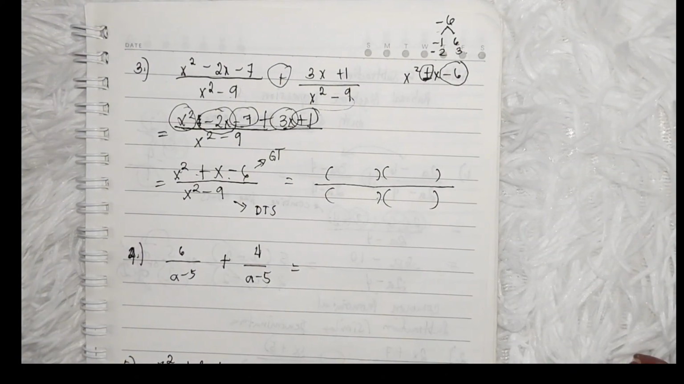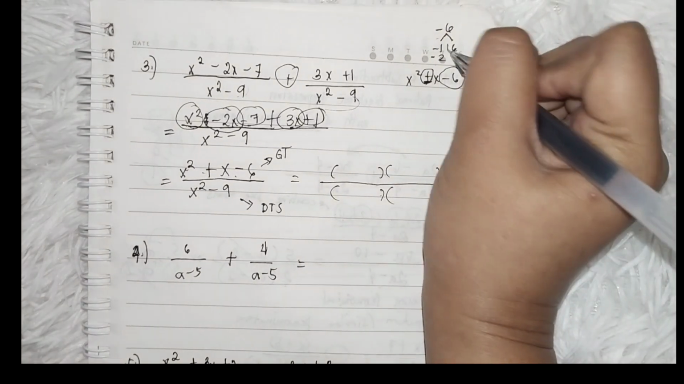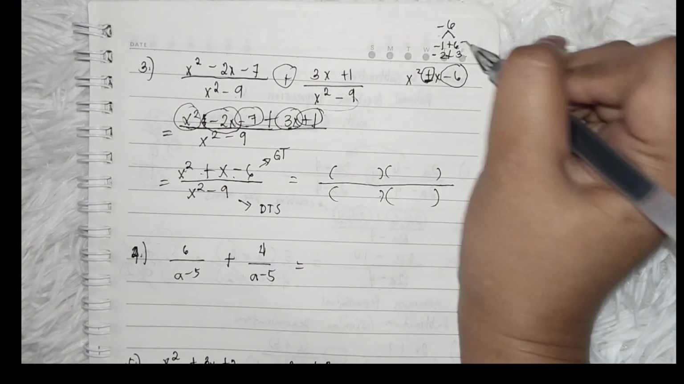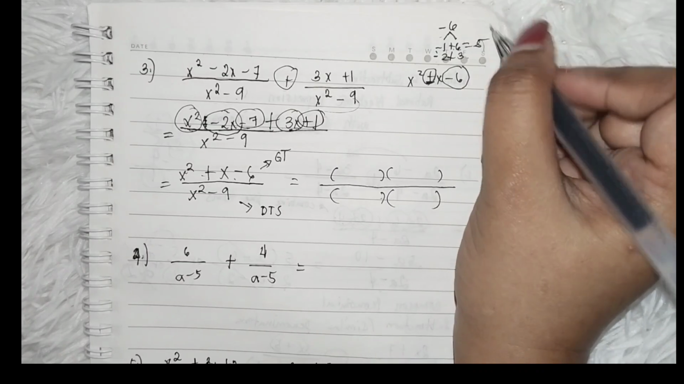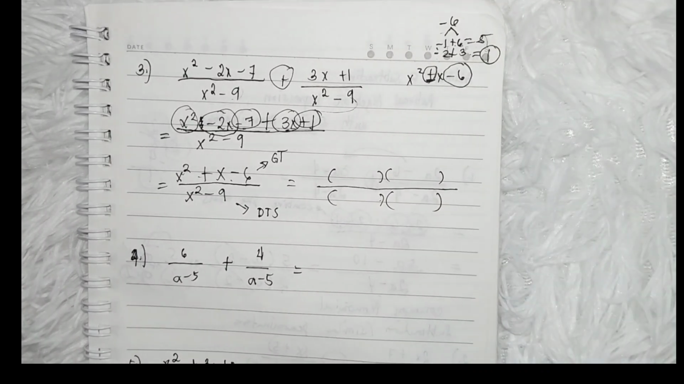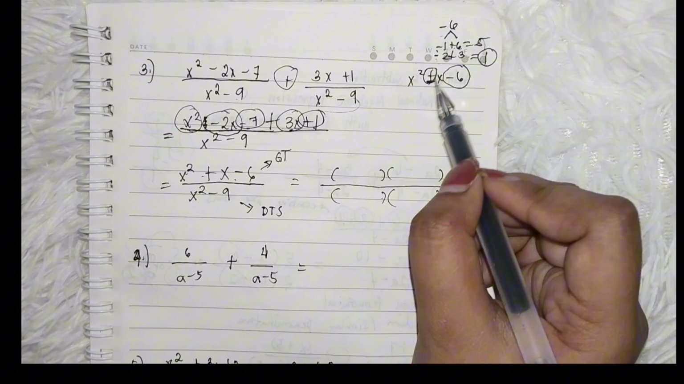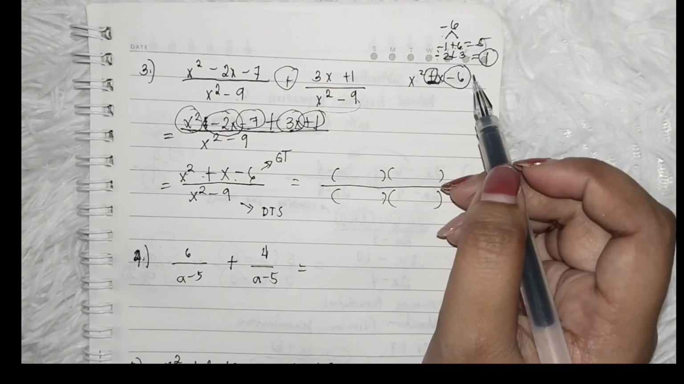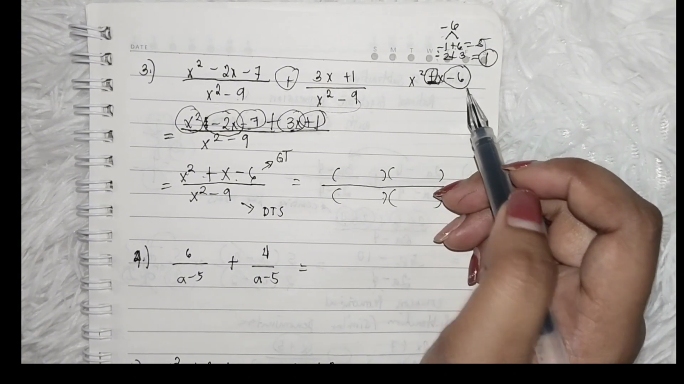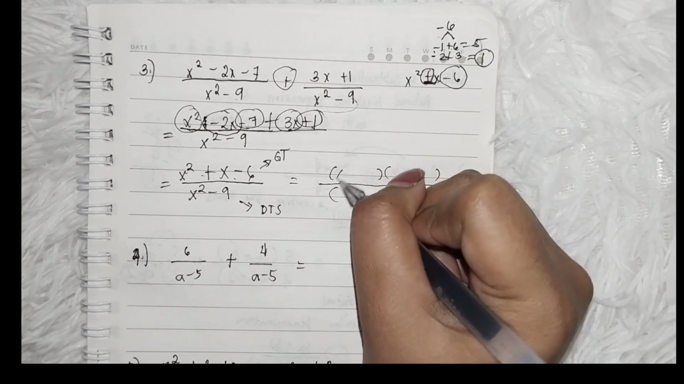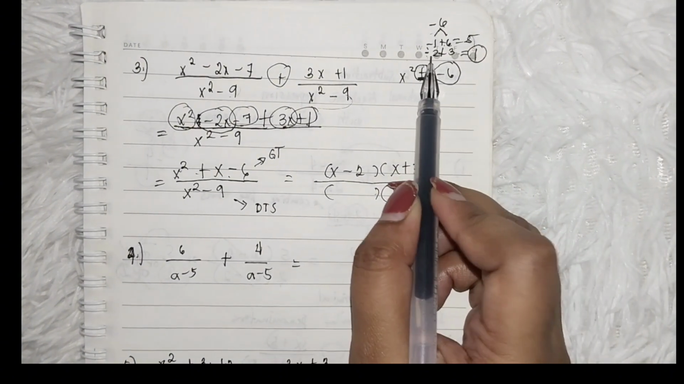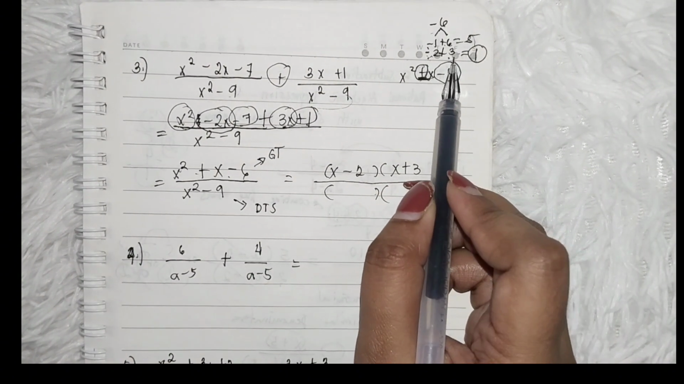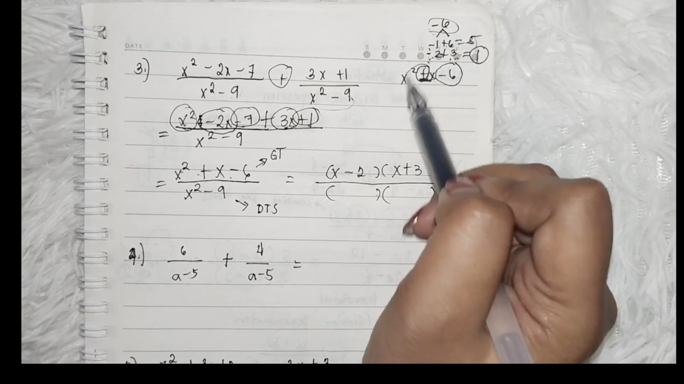Kasi, di ba, sa adding and subtracting integers, we copy the sign of the highest number. So, halimbawa, negative 1 plus 6, that's positive 5. Negative 2 plus 3, that's positive 1. So, therefore, we are looking for negative 2 plus 3 because positive 1 po yung middle term. Okay? That's how you do general trinomial. So, therefore, yung ating factor ay x minus 2 and x plus 3. Negative 2 times 3 is negative 6 and negative 2 plus 3 is positive 1.